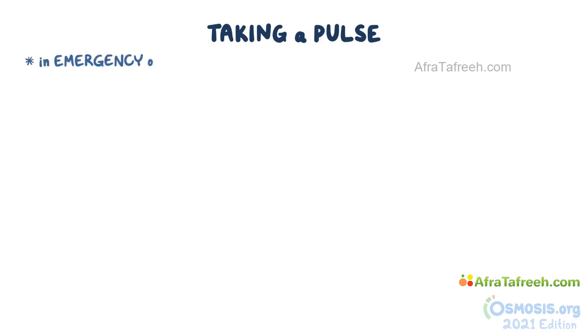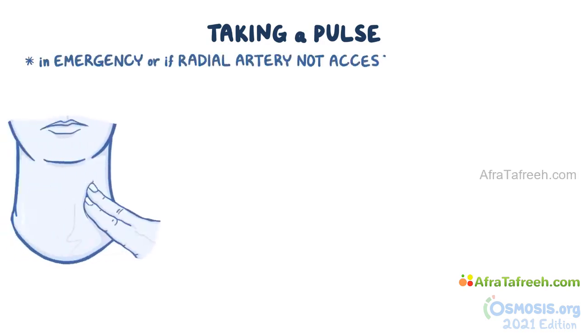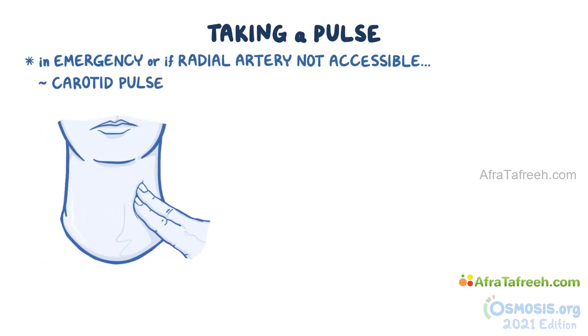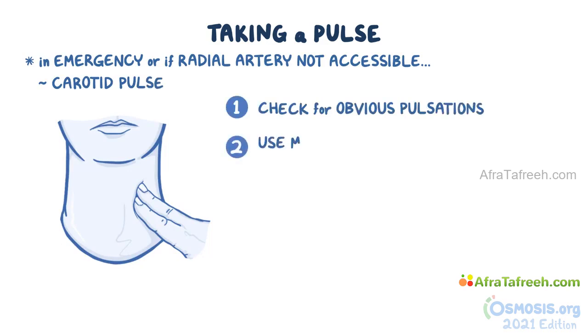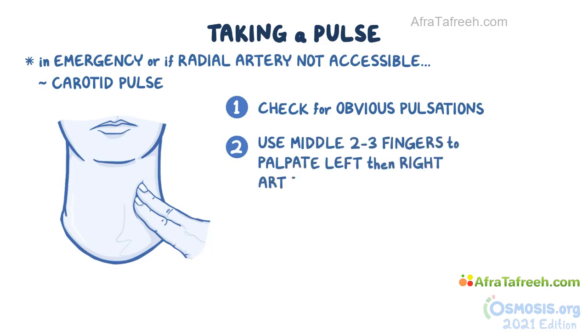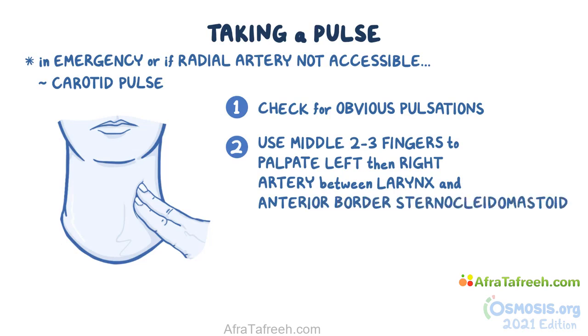In an emergency, or if the radial artery is not easily accessible, the carotid pulse can be obtained. First, check for obvious pulsations. Then, using your middle 2 or 3 fingers, gently palpate the left and right artery between the larynx and the anterior border of the sternocleidomastoid muscle. Do not palpate both arteries at once, and don't apply excessive pressure, because that would reduce blood flow to the brain.